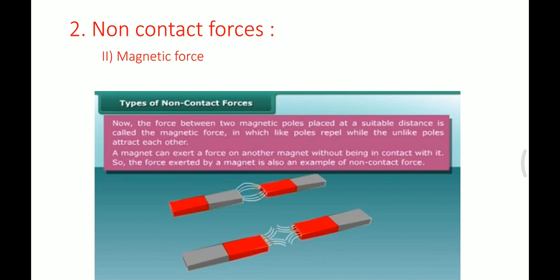The second type is magnetic force. Now, the force between two magnetic poles placed at a suitable distance is called magnetic force, in which like poles repel while unlike poles attract each other. A magnet can exert a force on another magnet without being in contact with it. So, the force exerted by a magnet is also an example of non-contact force.